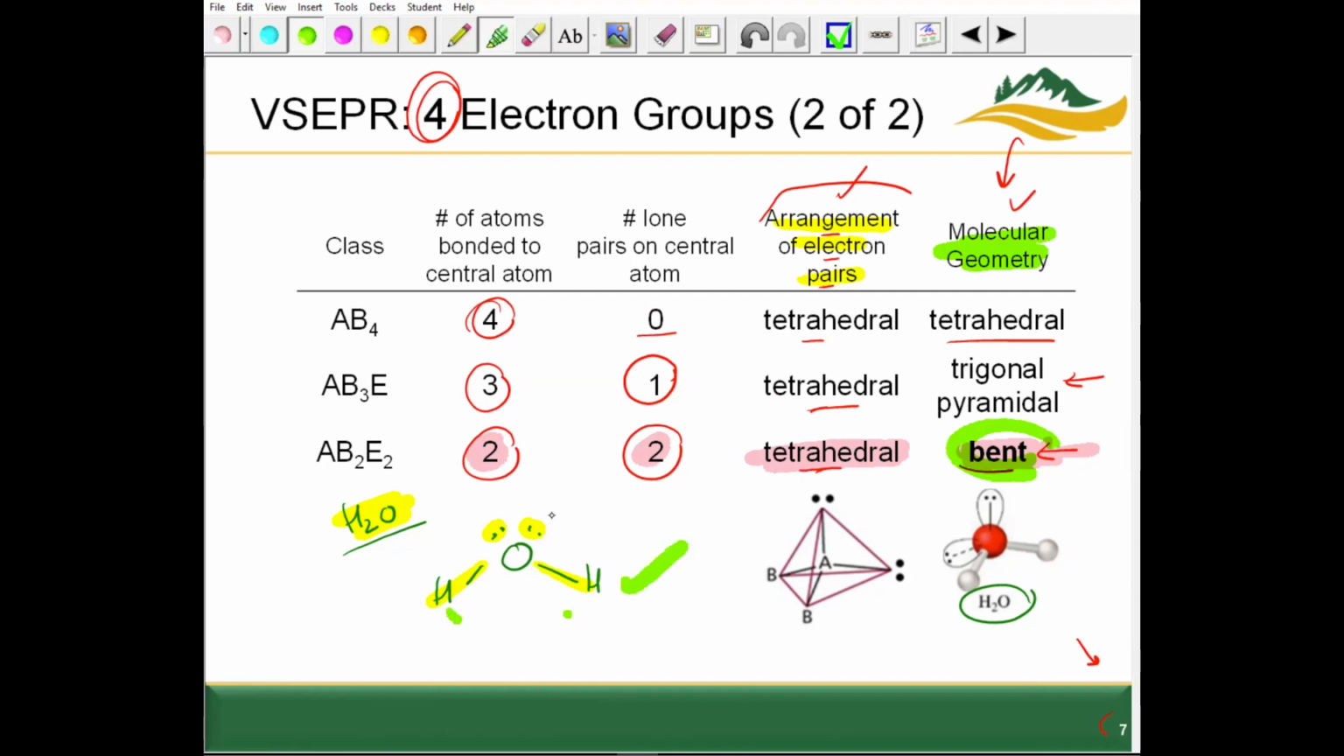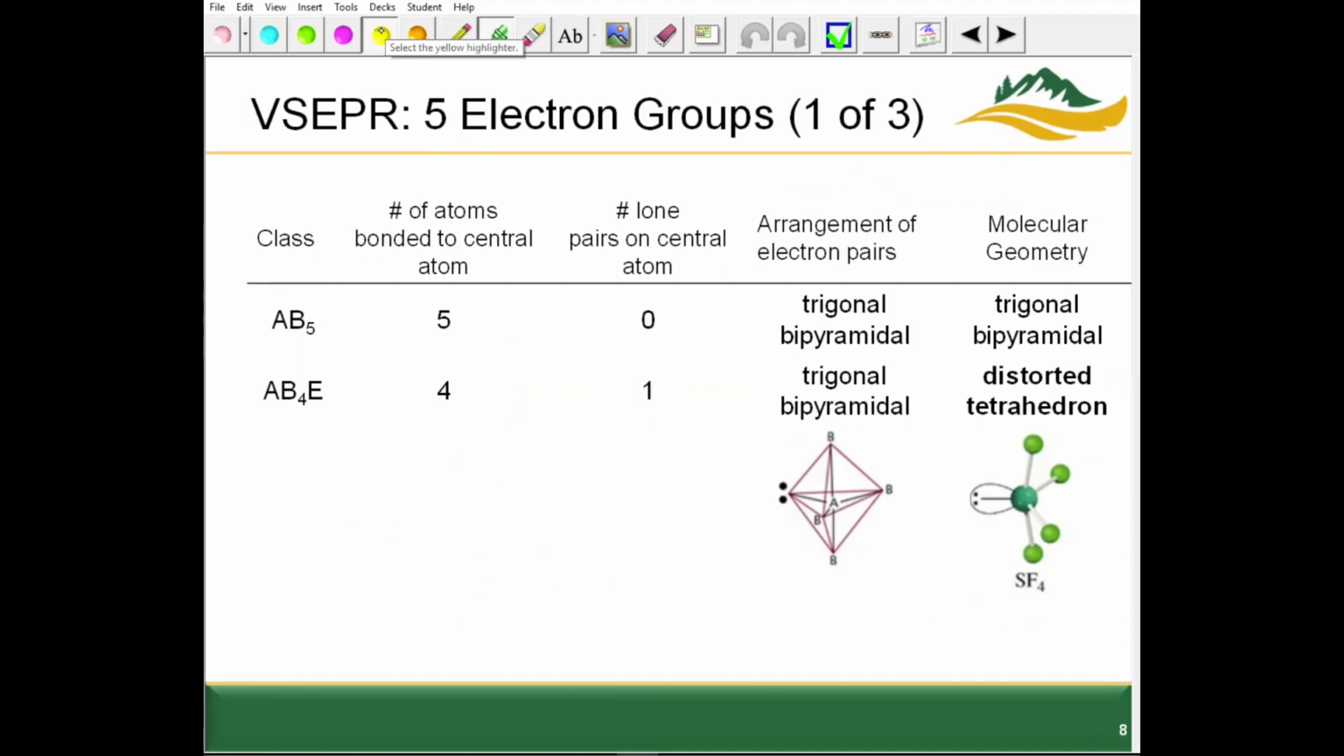So 2 bonds, 2 lone pairs, it's going to compress these bonds here closer to one another because those 2 lone pairs take up a lot of space. So they'll repel one another the most. They want to be further apart from one another, thereby compressing these bonds closer to one another. So you'll start to see a pattern here. We can have 5 electron groups in total where the arrangement of electron pairs is all considered trigonal bipyramidal.